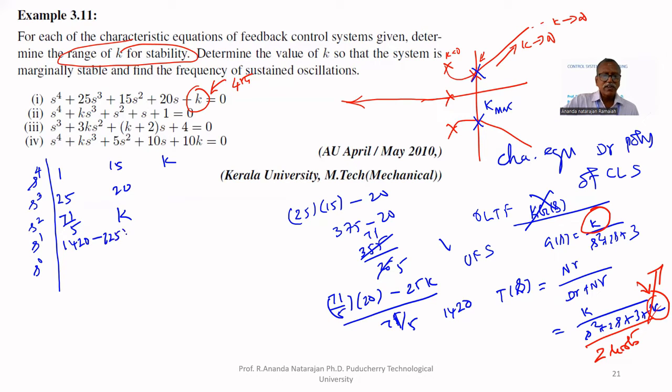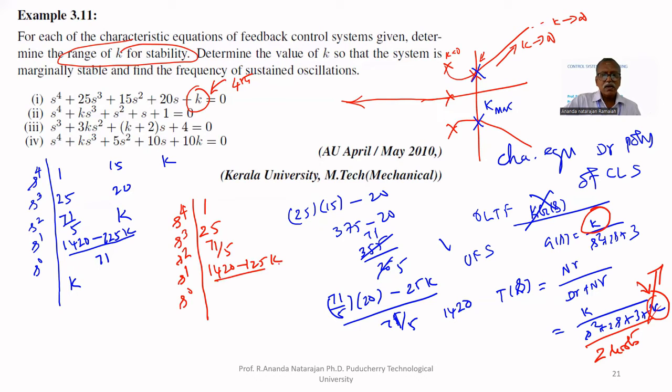1420 minus 125k divided by 71. S power 0 is k. So what are the first row elements? I am writing again the first row elements only: S power 4, s cube, s square, s power 1, s power 0. First row elements are 1, 25, 71 bar 5, 1420 minus 125 k upon 71 k.